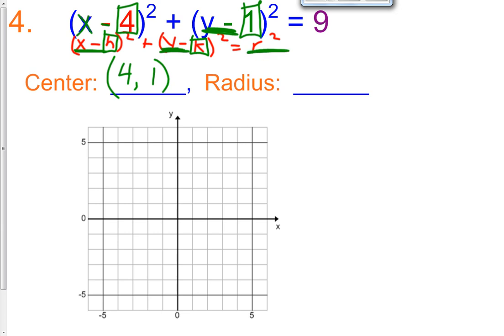R squared is what is on the right side of the equation, so r squared equals 9, because 9 is on the right side of the equation. So what's the radius? You simply square root both sides, the radius is 3.